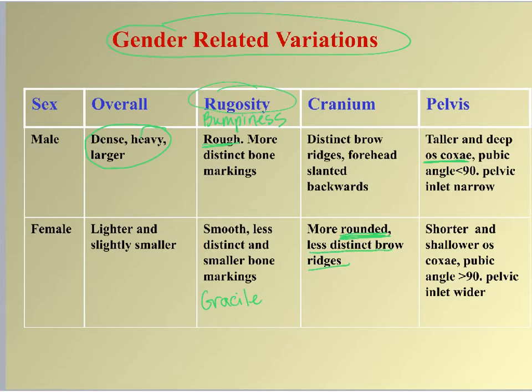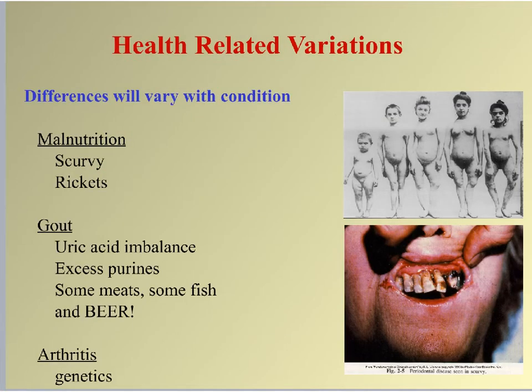And then there's something called a pubic angle that I think I have a picture of here in just a second. That pubic angle is less than 90 degrees in males, whereas in females, that pubic angle is greater than 90 degrees. And females have a wider pelvic inlet. You'll learn about what the pelvic inlet is in lab, and there are also pictures in your textbook. But essentially it is the space available for the head and shoulders of a baby to pass through.